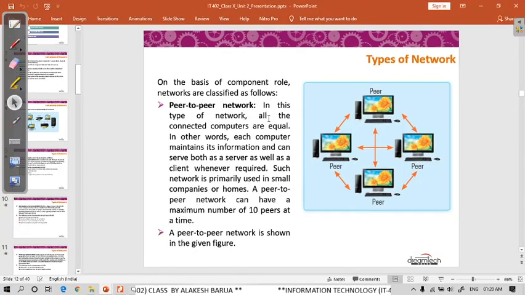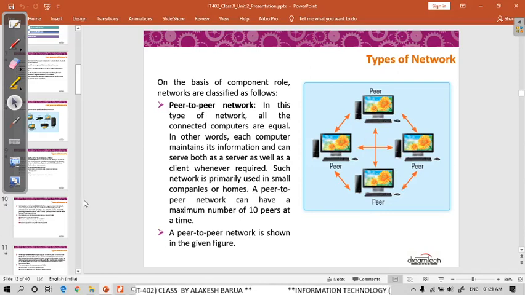In this type of network, all the connected computers are equal. Each computer maintains its own information and can serve both as a server as well as a client whenever required. Such a network is primarily used in small setups. So, understood? Computers are connected together with no main or central computer. These computers can behave as servers to serve files, folders and applications, or as clients that take in files, folders and applications. So these computers are said to be in a peer-to-peer network.